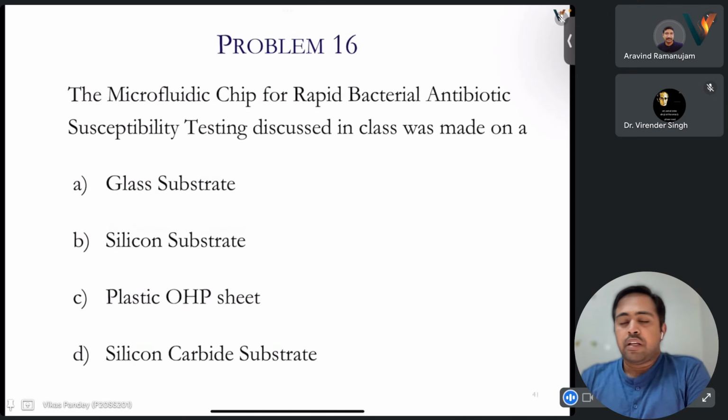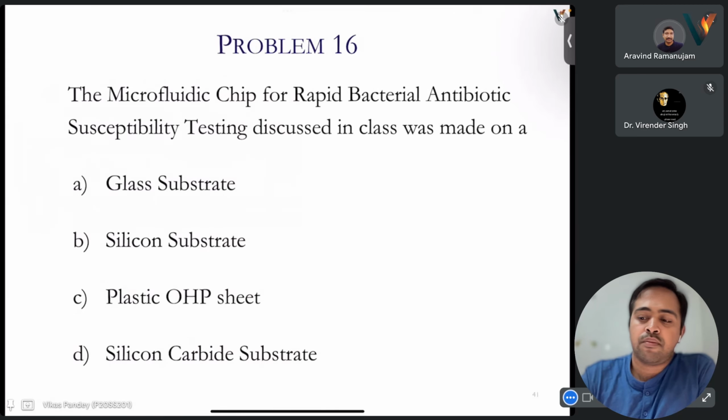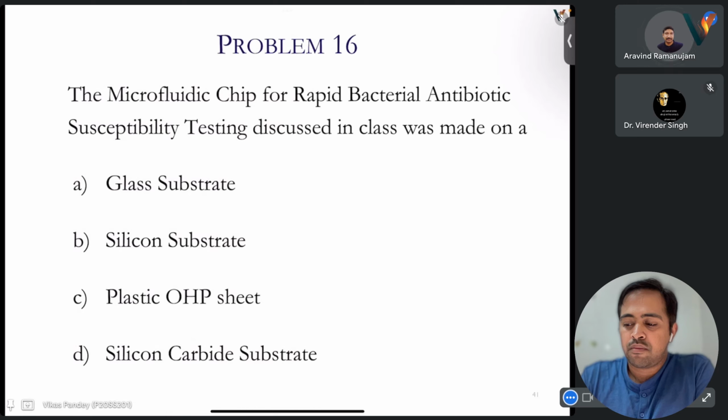So now let's come to the next question. The microfluidic chip for rapid bacterial antibiotic susceptibility testing discussed in class was made on a glass substrate, silicon substrate, plastic OHP, or silicon carbide substrate. C, sir. So why not the glass? OHP sheet is very low cost when compared to the glass substrate. Yes, and any other factor?